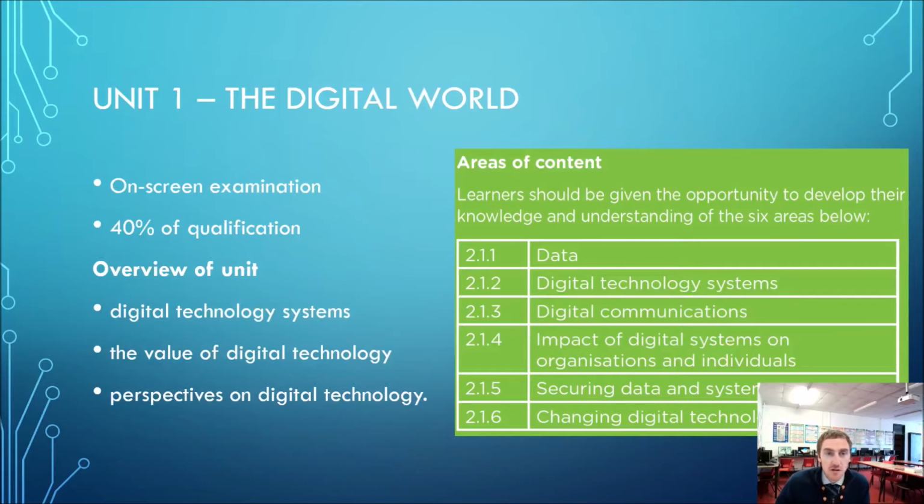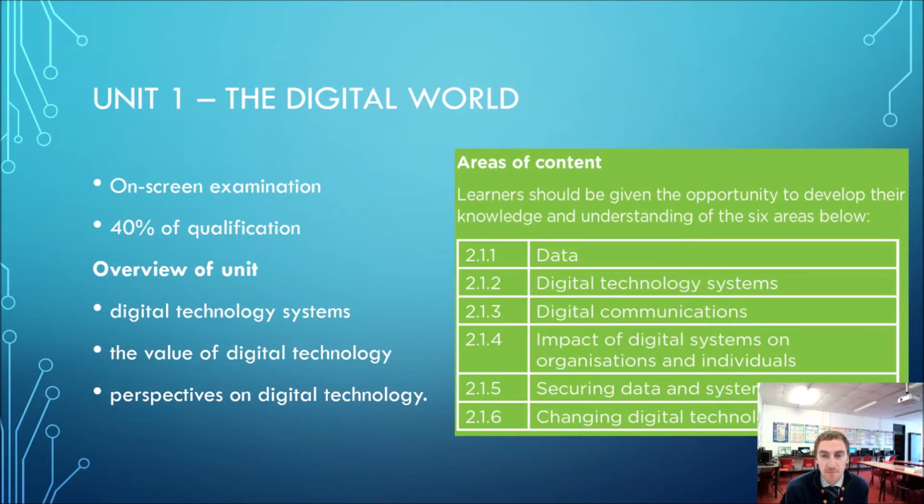So if I focus on Unit 1 to start with then, the digital world, this one, as I said, is going to be the theory, and it's going to be an on-screen examination, so gone are the days, if you like, in IT now where they do paper examinations. It will be 40% of the qualification, so a big chunk of the actual GCSE. And the overview of the unit then, it'll entail digital technology systems, the value of digital technology, and perspectives on digital technology.